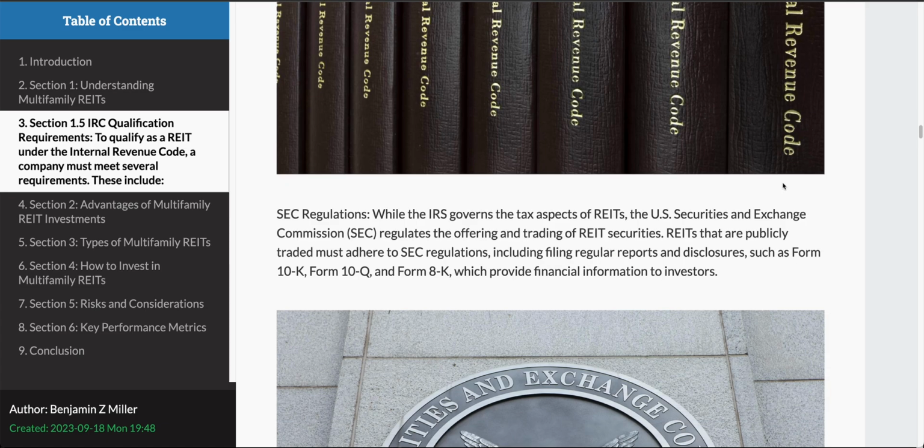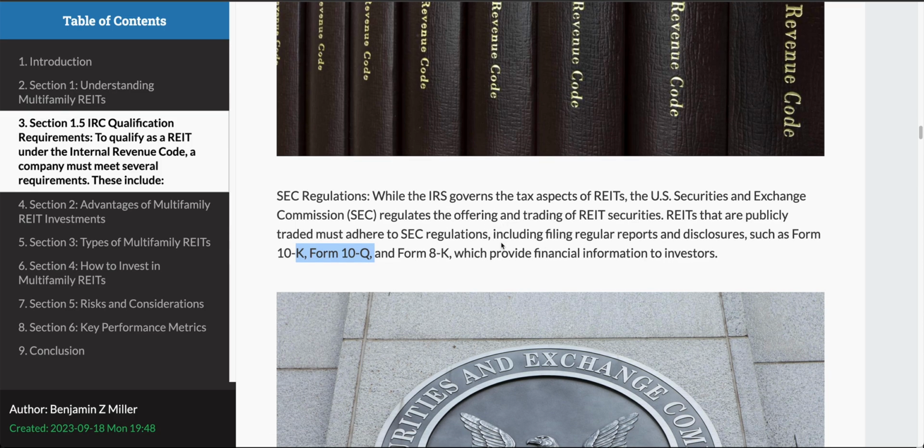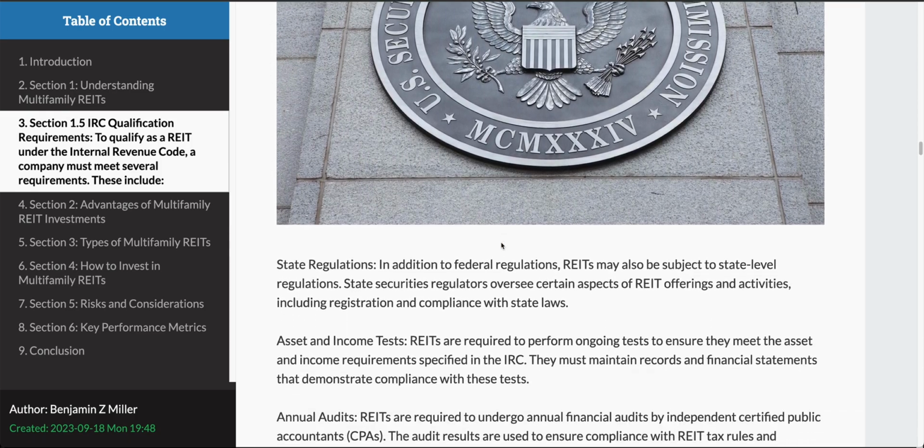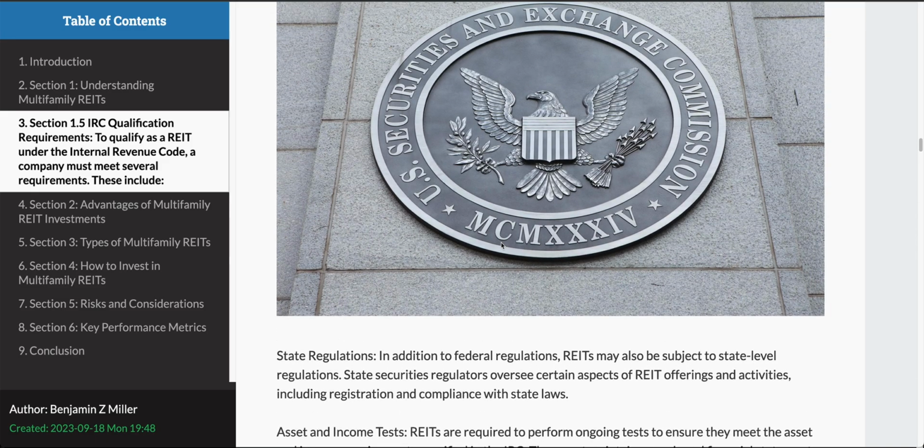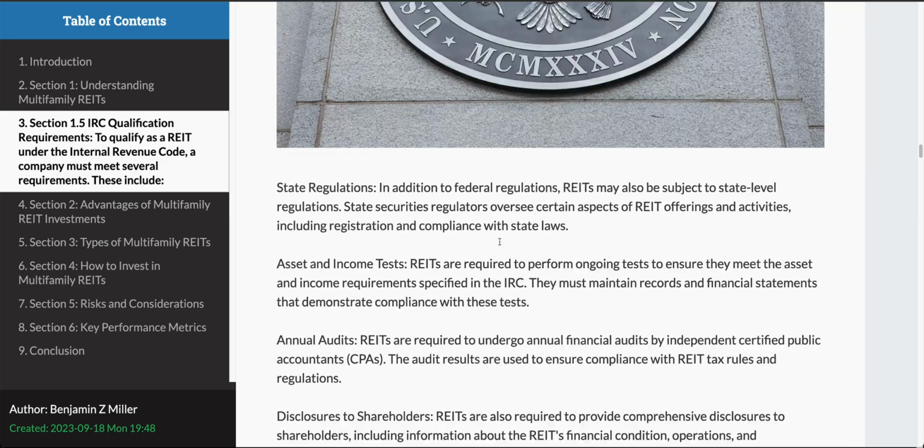So the SEC also regulates REITs. The IRS is concerned with the tax aspect, and the U.S. Securities and Exchange Commission looks at the actual offering, and there are certain regulations. For example, they have to file an annual report, a 10-K, and a quarterly report, a 10-Q. These things are required according to the U.S. Securities and Exchange Commission. And then there are also state regulations.